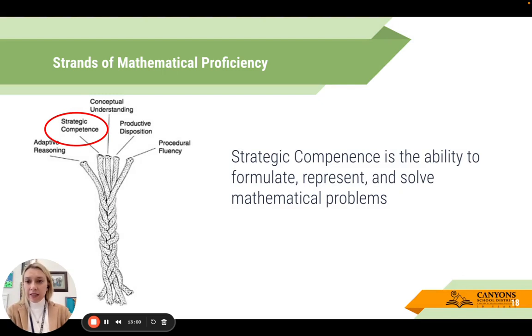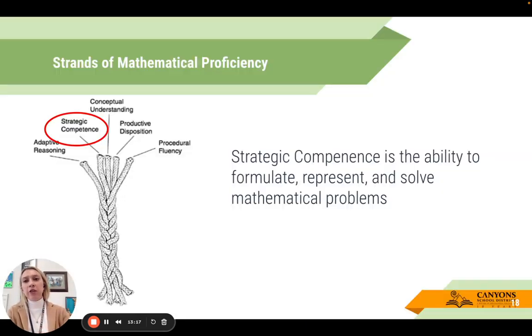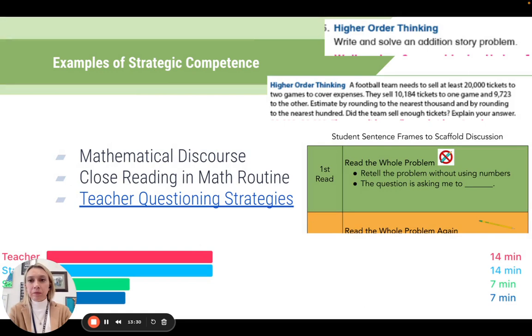So our next strand here is strategic competence. This is the ability to formulate, represent, and solve mathematical problems. This is really where word problems come into play, because if we've spent all of our time on this procedural fluency piece, and we don't ever get to this idea of how we build that strategy element of math, then our students are really going to struggle in those word problems, because that's going to come into play pretty heavily.